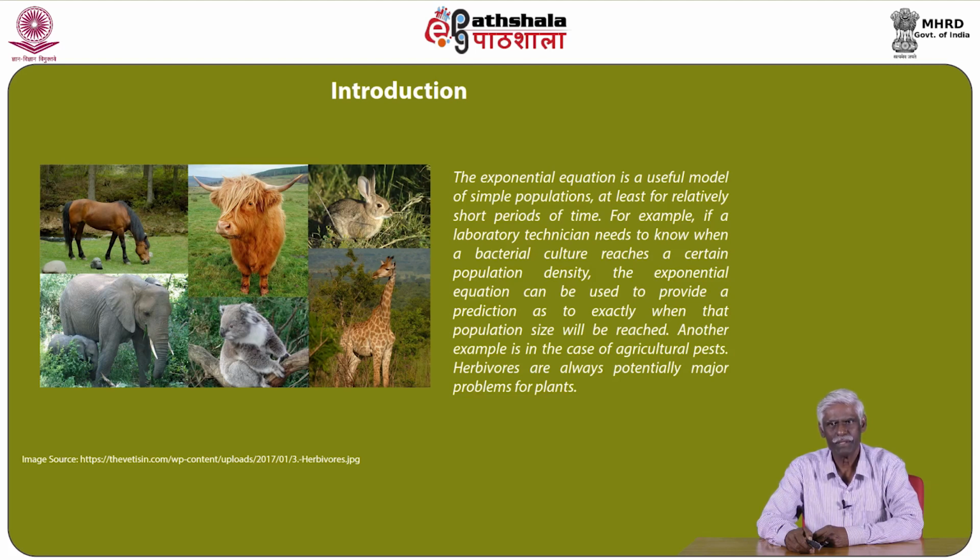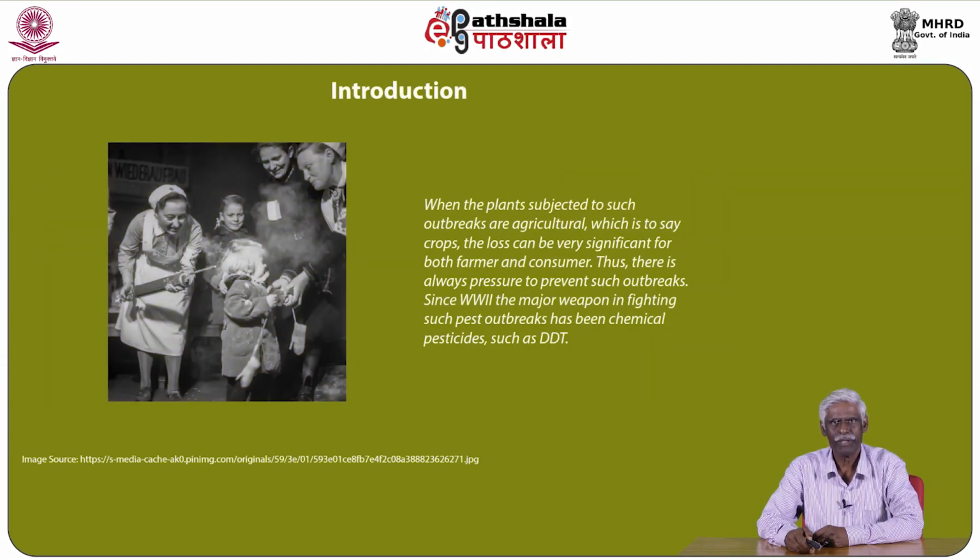Another example is in the case of agricultural pests. Herbivores are always potentially major problems for plants. When the plants subjected to such outbreaks are agricultural, which is to say crops, the loss can be very significant for both farmer and consumer. Thus, there is always pressure to prevent such outbreaks.